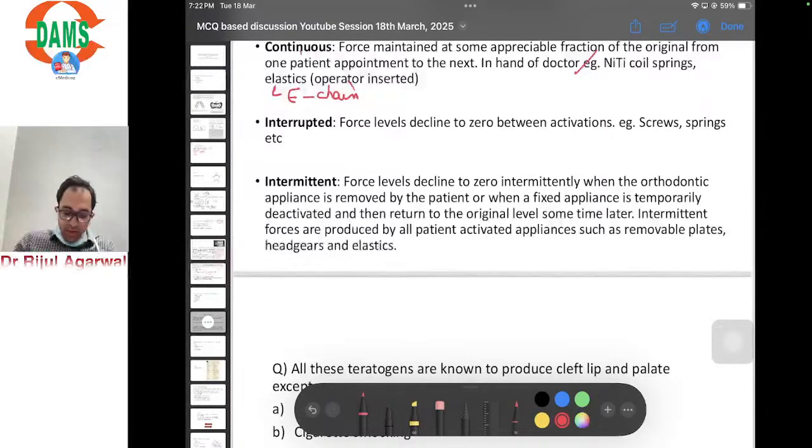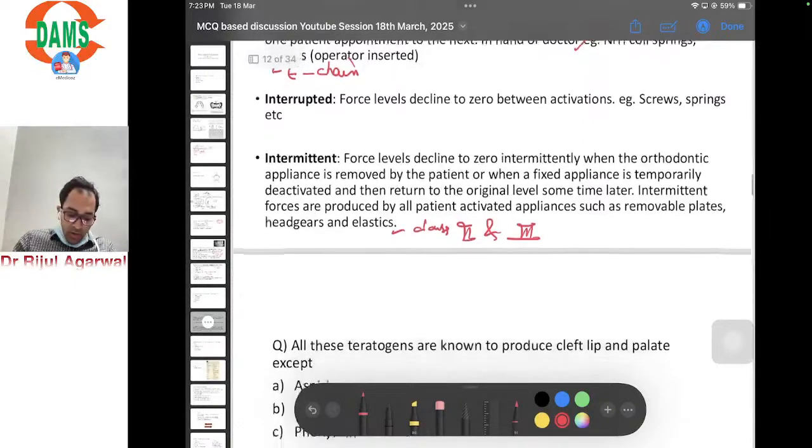So these are the elastics, meaning the class 2 and class 3 elastics which the patient has to wear and use themselves. Okay, and next question.